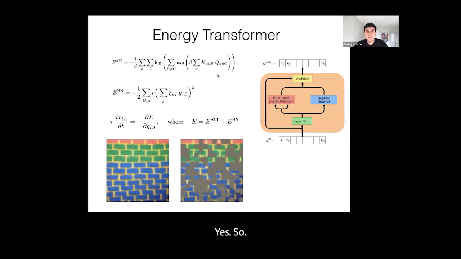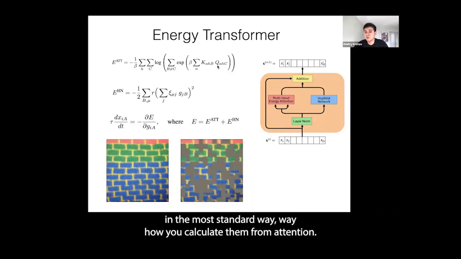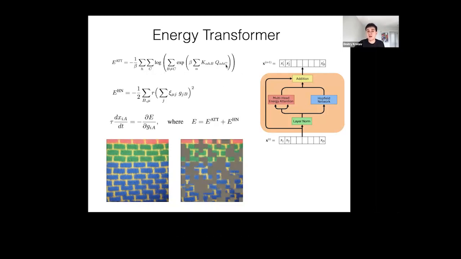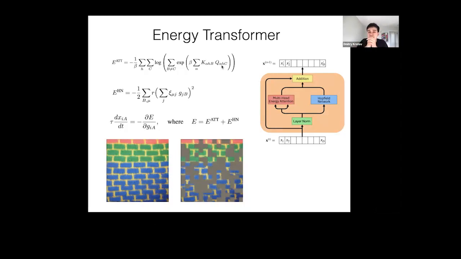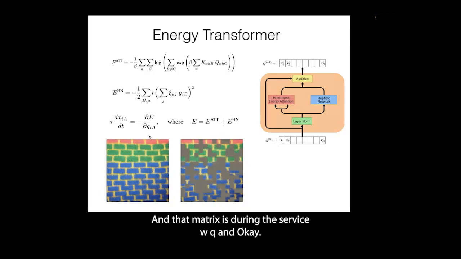Yes. So essentially, both keys and queries are calculated in the most standard way, like how you calculate them in the Attention Is All You Need paper. So you take x. This formula is a little bit more complicated than it should be because it has many heads. Index h corresponds to different heads of attention. Indices b and c correspond to the token numbers. And index alpha corresponds to the internal dimension in the attention operation. But essentially, both the key matrix K and the query matrix Q are computed by taking the layer normalized token, which is denoted by g, and multiplying it by a matrix. That matrix is learnable. So there is W^Q and W^K.